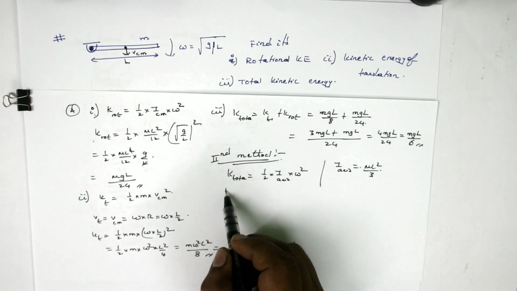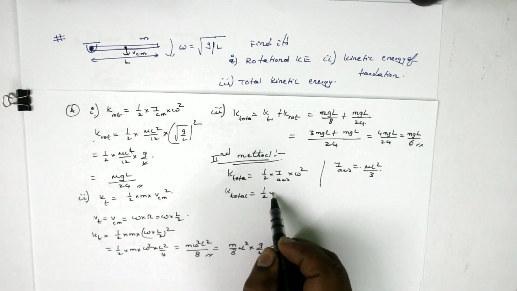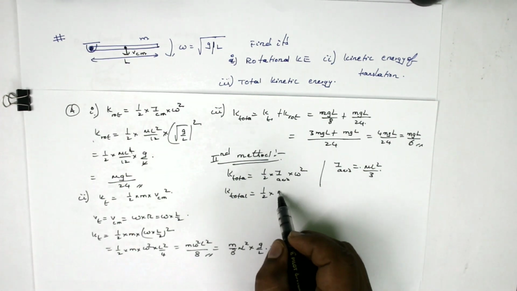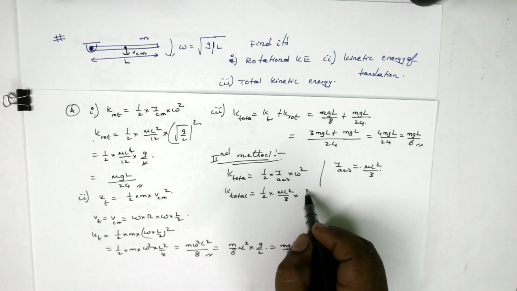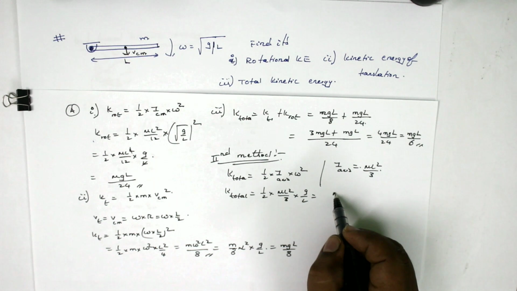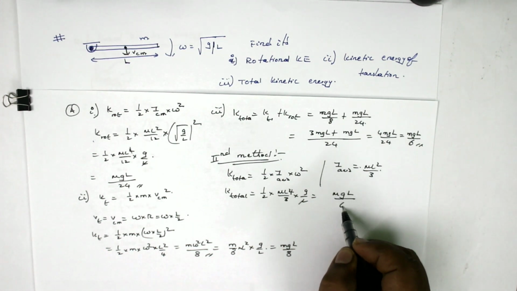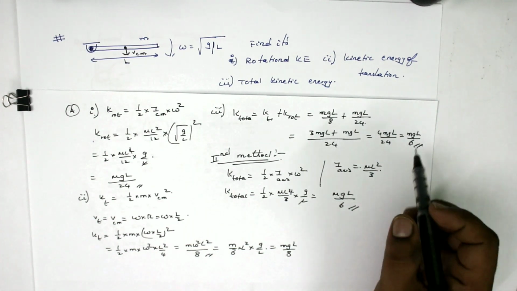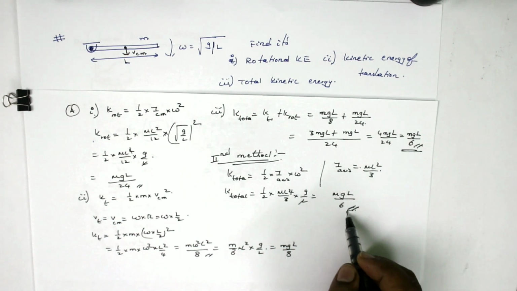Now if I substitute in this equation, K total is equal to half into the moment of inertia across this axis, that is one end of the rod, which is ML square by 3, into omega square, which is nothing but g by L. So L square gets cancelled, and I get mgL divided by 6. So this is the second method of solving this problem. Here also we got mgL by 6.